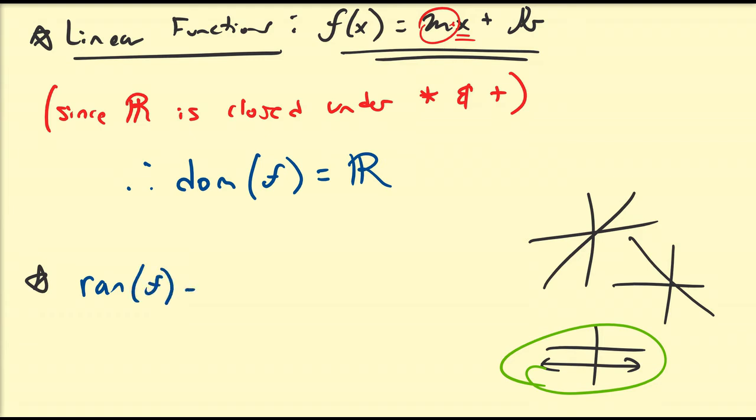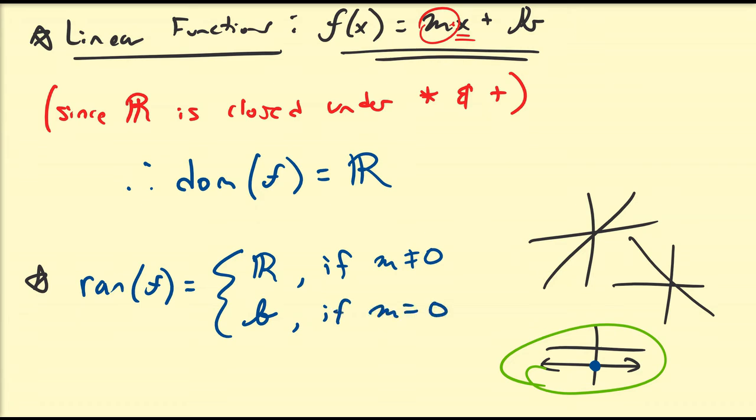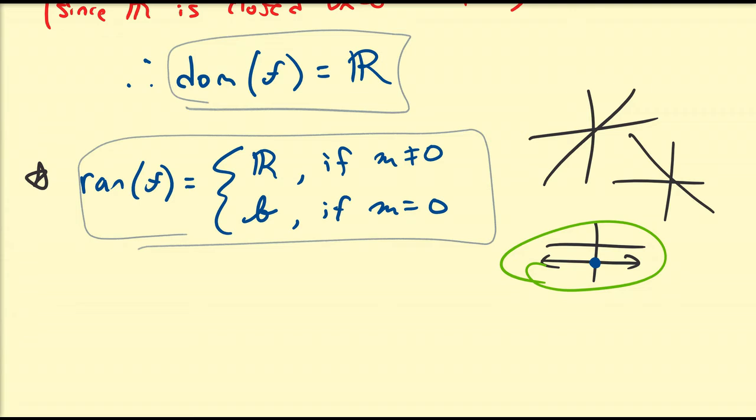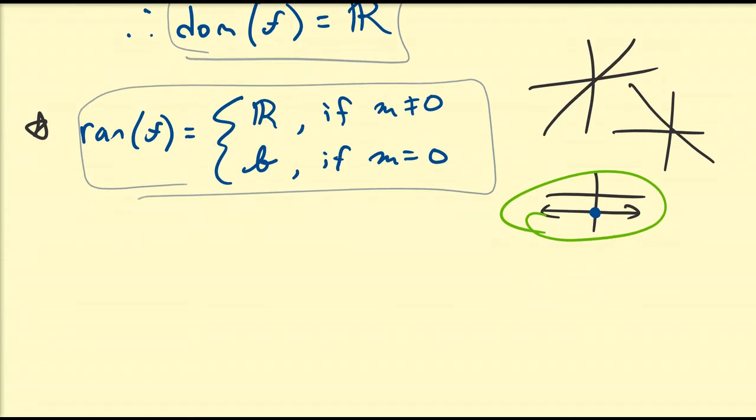So the range of a linear function is going to be equal to the set of real numbers if the slope is not equal to 0, and it's going to be equal to the vertical intercept, because that's pretty much the only y value it takes, if the slope is equal to 0. So that is the domain and the range of linear functions in all the possible cases. And also, let's see if linear functions are one-to-one. Clearly, if we draw any horizontal line for the m not equal to 0 case, then you should not have any issues in terms of one-to-oneness.